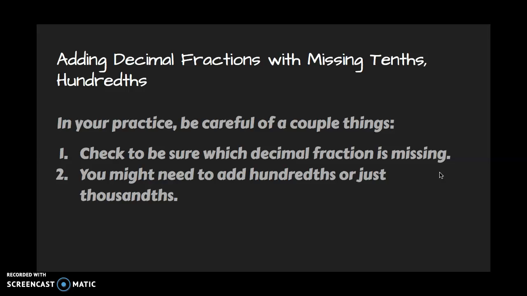Just a couple of last things to be aware of. Just check to be sure which decimal fraction is missing, if you're missing the tenths or the hundredths. Secondly, you might need to only add the hundredths or just the thousandths. Again, just pay close attention in your books when you're doing that stuff to make sure that you're doing it correctly.